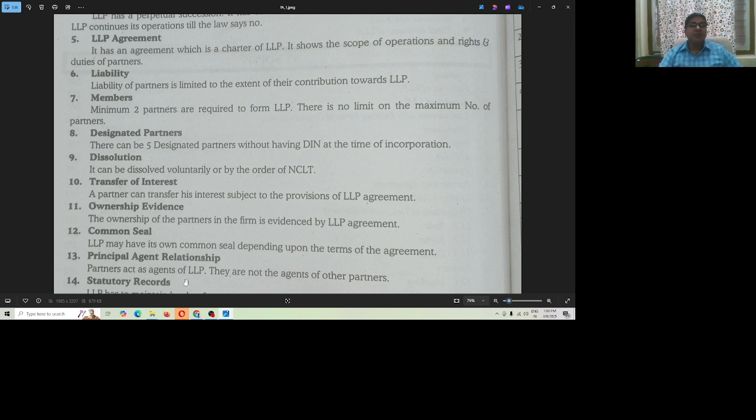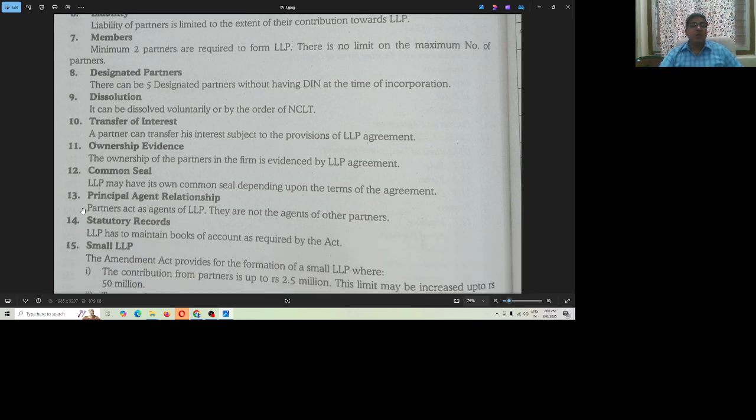Then principal and agent relationship. Partner acts as the agent of the LLP. This word is very important. Partner acts as the agent, and is not the agent of the other partners. They are not the agent of the other partners, but they are the agent of the LLP. Means they are the agent of the limited liability partnership firm, but not the agent of the other partners.